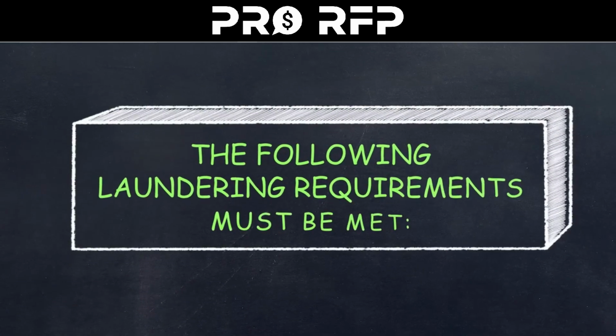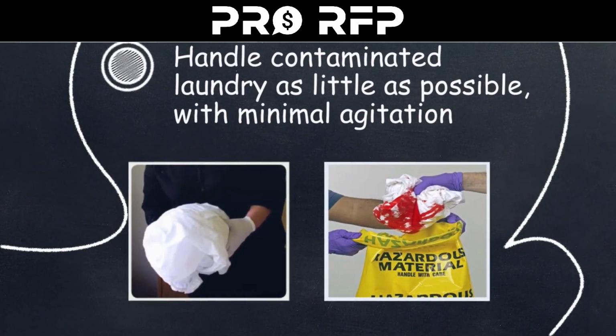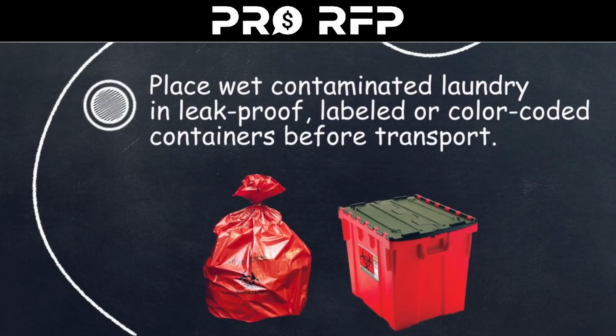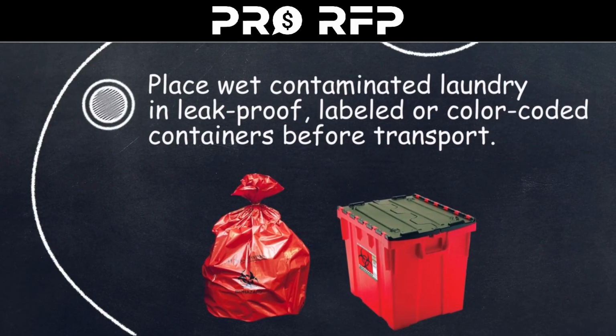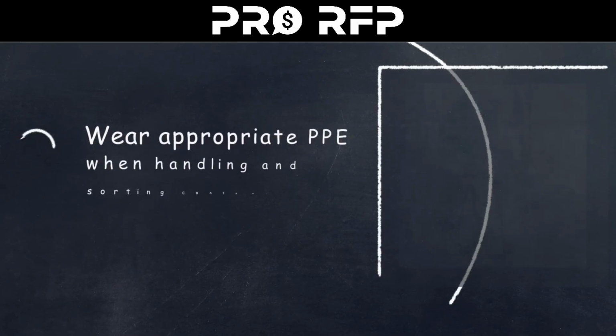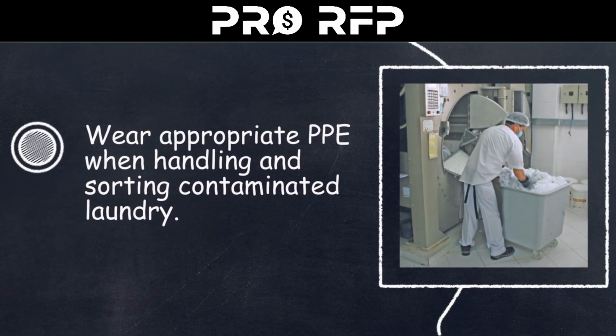The following laundering requirements must be met. Handle contaminated laundry as little as possible, with minimal agitation. Place wet, contaminated laundry in leak-proof, labeled, or color-coded containers before transport. Wear appropriate PPE when handling and sorting contaminated laundry.